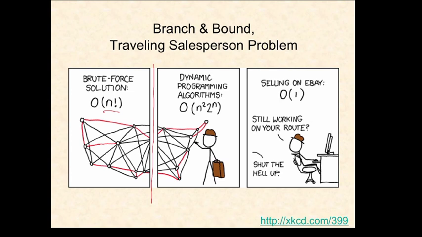Now, granted, with traveling salesperson, there are not a lot of people anymore who are traveling salespeople who come to your door and sell you a vacuum. That's outdated, and people would say, oh, well, we just sell it on eBay. It's O of 1. But this problem comes up over and over and over again. If we're routing traces on a circuit board or on a processor, that's a similar problem to traveling salesperson.